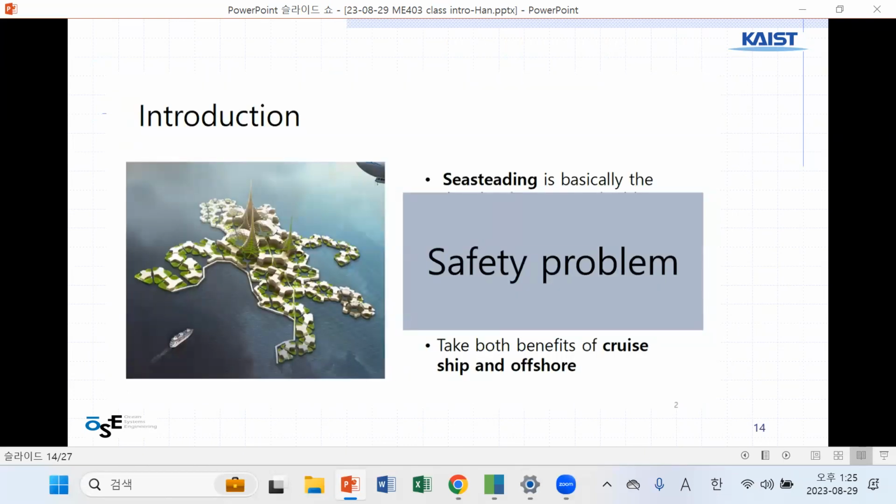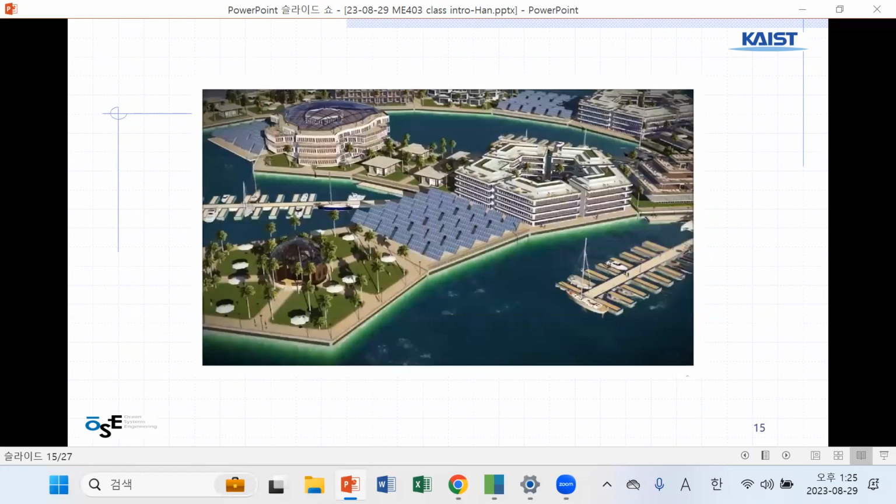This is an idea coming from France. Who are coming from France? I know that there are many. Okay, good. They're trying to make a floating city or residential area. This is another view of this idea coming from the company.